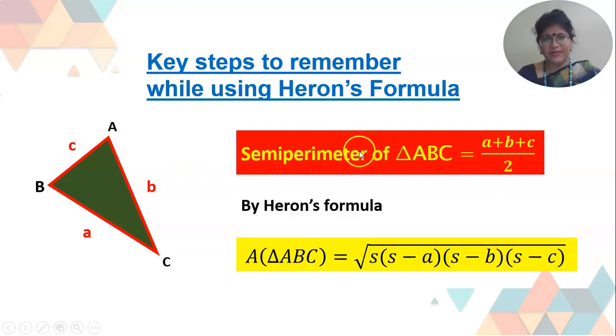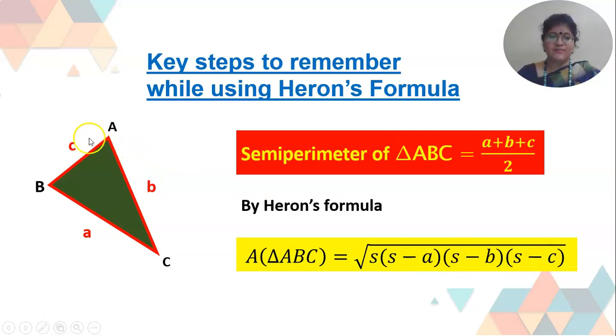After having found the semi-perimeter, the next step is you apply Heron's formula, that is, the area of this given triangle is square root of s, s minus a, s minus b, s minus c.